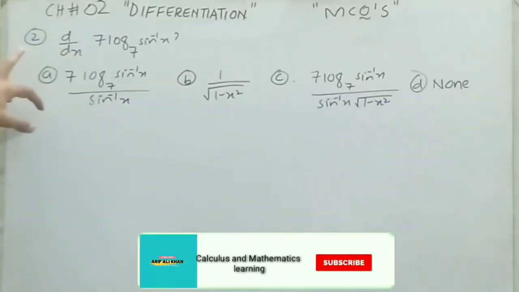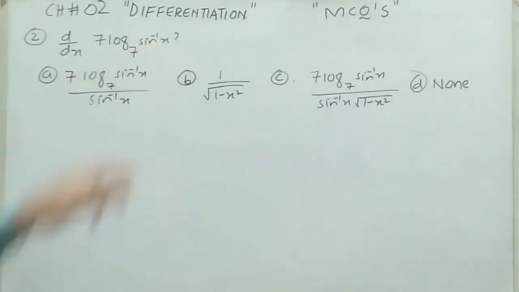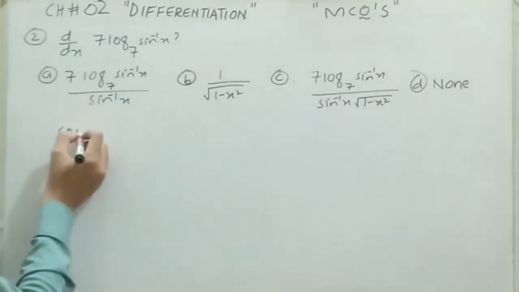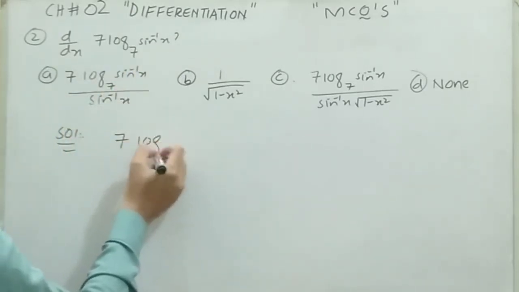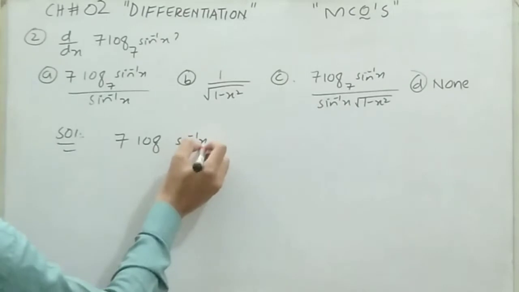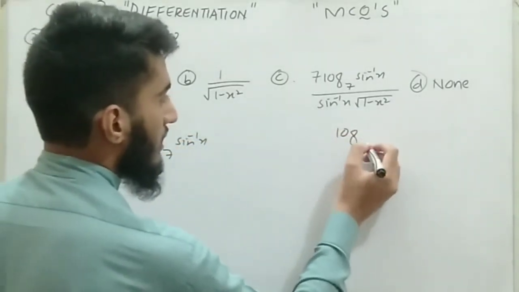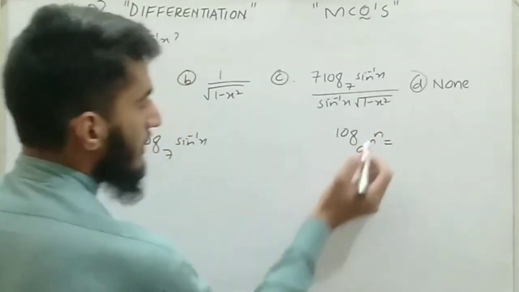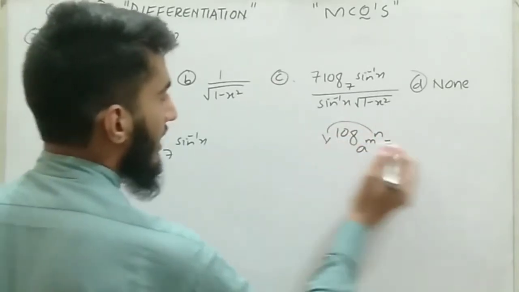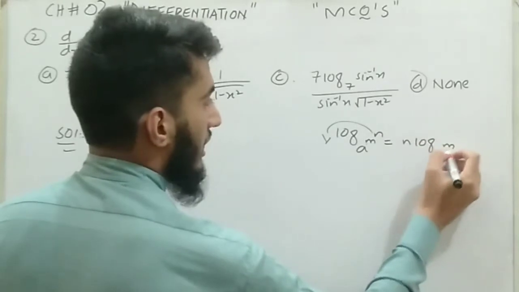Now move toward MCQ number 2. It asks for the derivative of 7 raised to the power log of sine inverse x to the base 7. Four options are given. So move towards the solution. Taking the given expression, 7 to the power log of sine inverse x to the base 7. Remember, we have a formula for the log: n log of m to the base a is equal to log of m to the power n to the base a, so n comes to the front of the log.